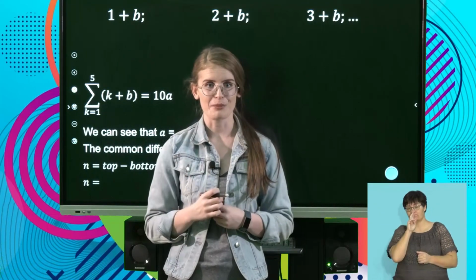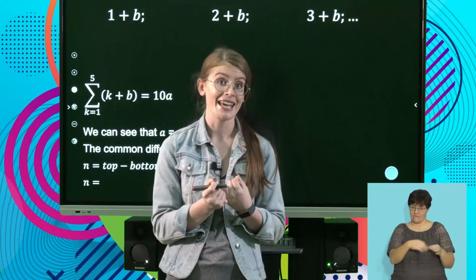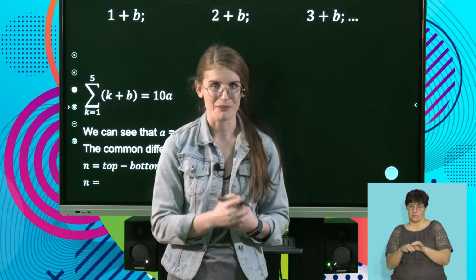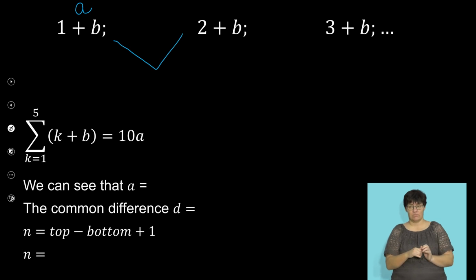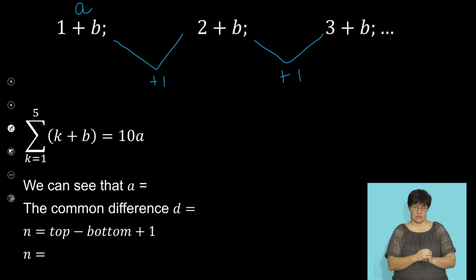So let's look at the board behind us, and we're going to confirm the value of a as well as the value of d. Let's go back to the board. So we can see that term 1 has a value of 1 plus b, and this is my a. Then we can see that there is a common difference of positive 1 between these terms, because the b remains the same, except we've now moved from 1 plus b to 2 plus b to 3 plus b. So there's been a common difference of positive 1 for each of these terms.